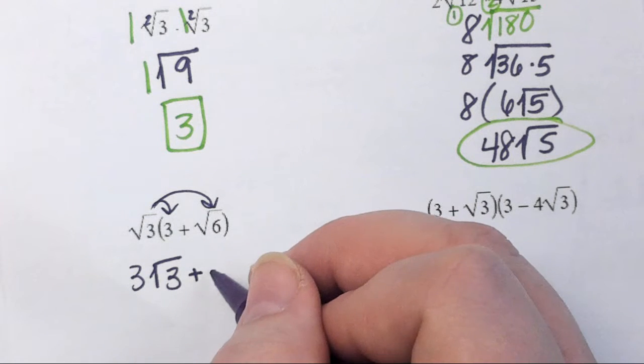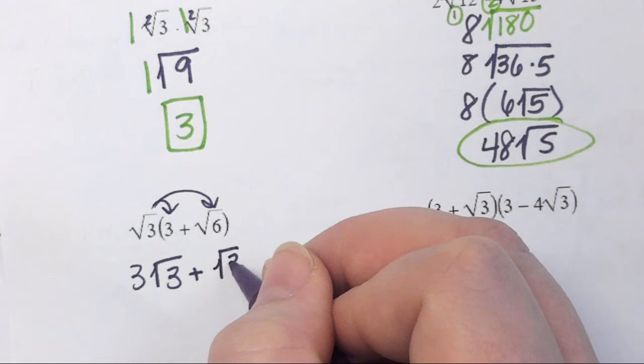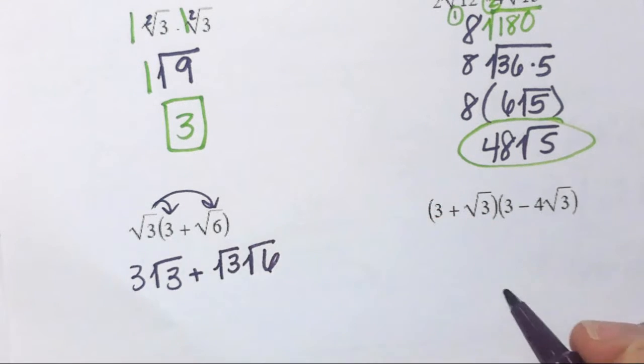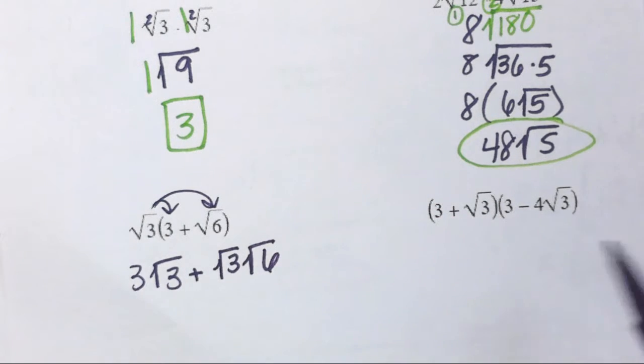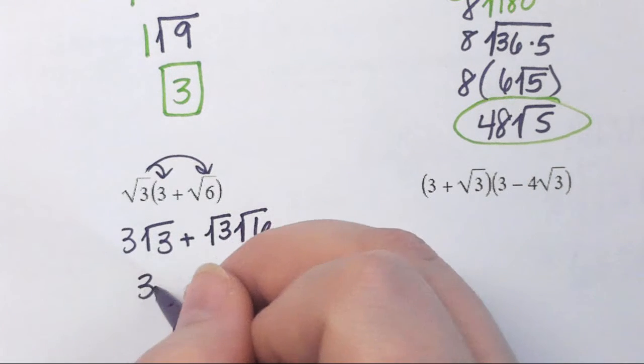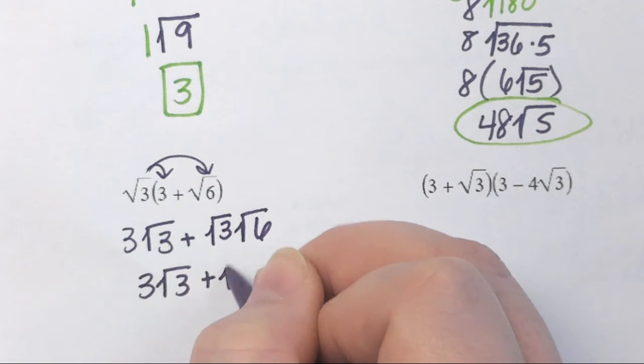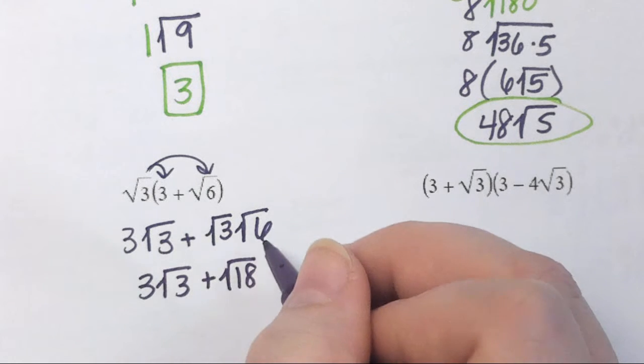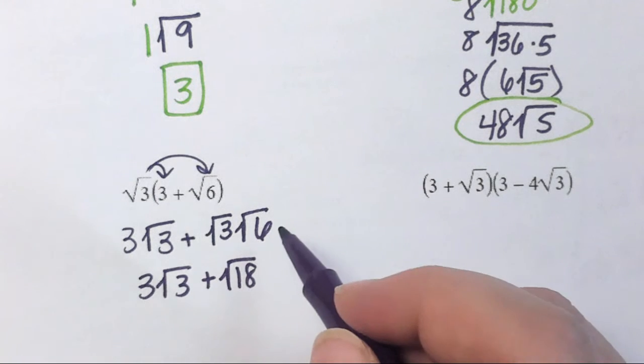Square root of 18 is what I'm going to have, but not everyone sees that. So let me put square root of 3, square root of 6. 6 times 3 is 18, so I have 3 square roots of 3 plus the square root of 18. Zach saw that in his head to begin with. He does not have to write that first step that I did.